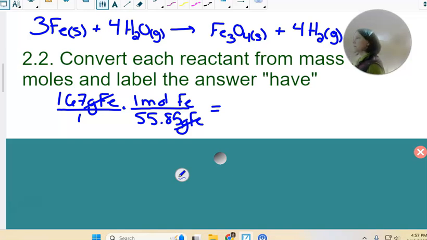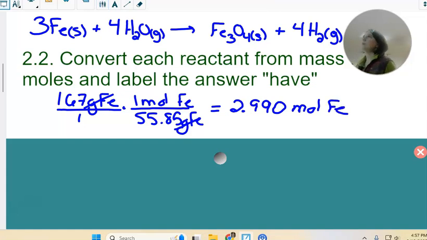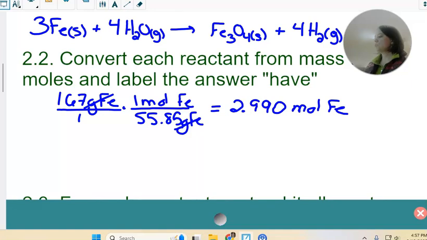I'm going to grab out my calculator and take 167 divided by 55.85. So please do that. Okay, so you should have an answer, and I got 2.99, and I want to go to 4 sig figs. So 2.990, and then I'm at moles iron. Alright, so I have to do that to each one.